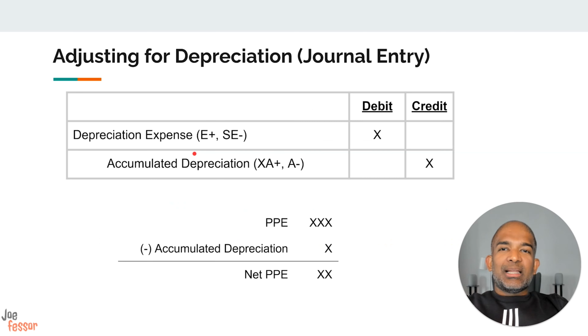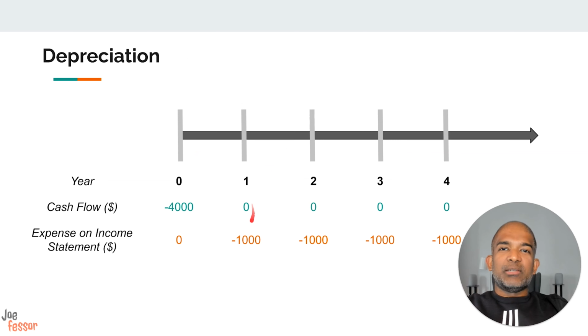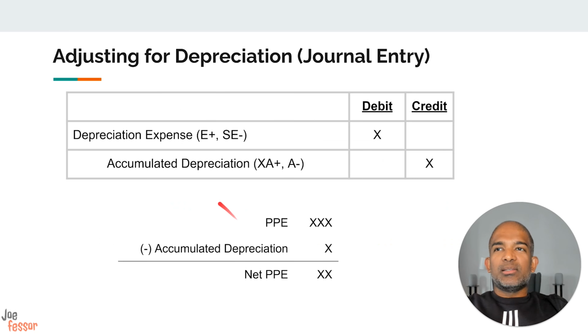So if we look at the journal entry for every year where we are depreciating the asset by $1,000, we would have to debit an expense account. We're going to call this a depreciation expense. This expense account is being debited by that $1,000. And we would also have to reduce the value of this asset, the asset which was valued at $4,000 when it was purchased.